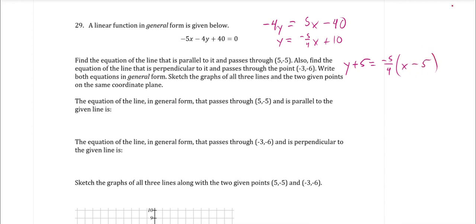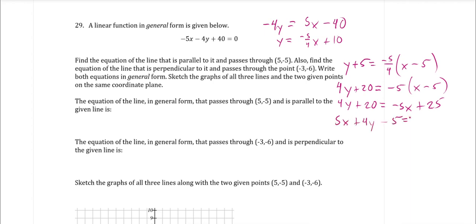They say they want this in general form, and that's fine. Here's how we could do that. We could multiply both sides by 4, distributing would give me the following. Let's distribute that negative 5 in, and let's bring our other terms back over to the left-hand side. This would give us 5x plus 4y minus 5 is equal to 0.